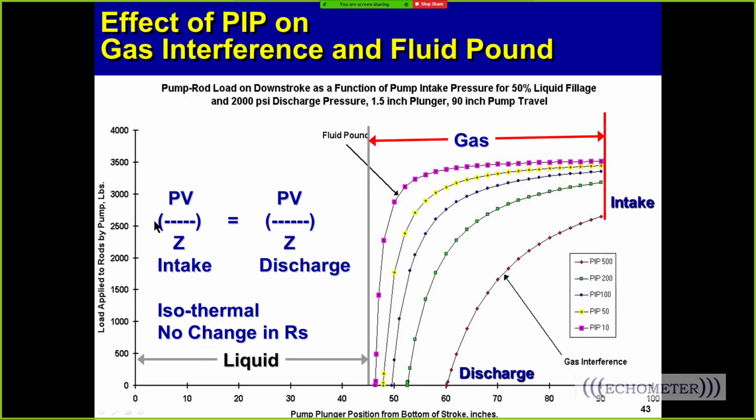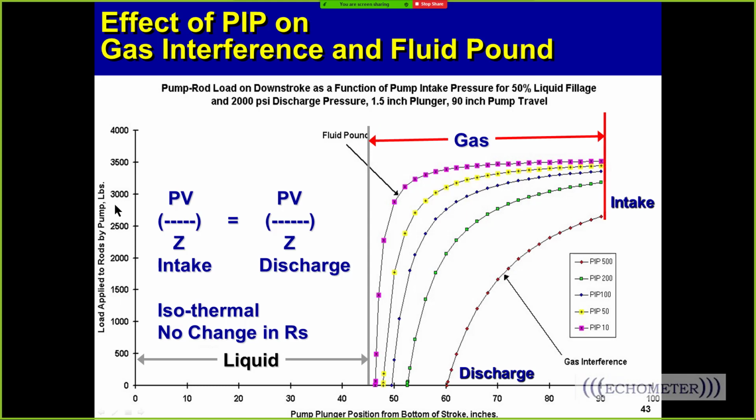This is the modified Boyle's equation that Gary talked about earlier. It shows that the pressure and volume at the intake is equal to the pressure and volume divided by the gas compressibility factor at the discharge. So let me see if we can explain this.